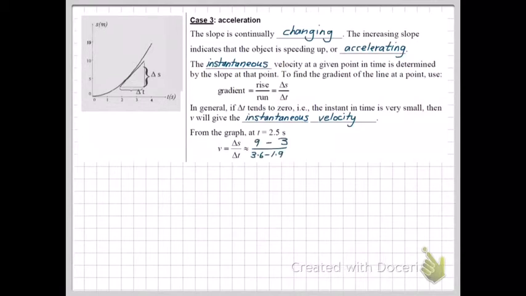So reading from the graph, the upper s value is 9 and the lower s value is about 3. The upper t value is about 3.6 and the lower is about 1.9, and when we do that calculation we get approximately 3.53 meters per second.